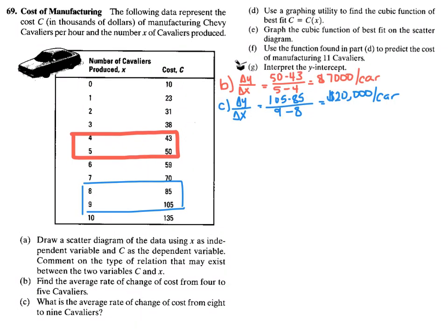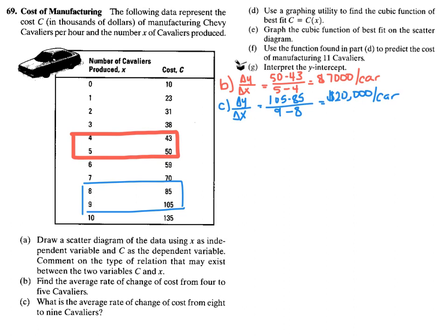So for part B, average rate of change, that's slope, change in y over change in x. So 50 minus 43 over 5 minus 4. These costs are in thousands of dollars, so it ends up being $7,000 per car. So it costs an extra $7,000 per car at this point. Part C, you want to find the average rate of change between 8 and 9 cars. So same thing, average rate of change, change in y over change in x, 105 minus 85 over 9 minus 8. At this point, it now costs an extra $20,000 per car for these Cavaliers to be manufactured.